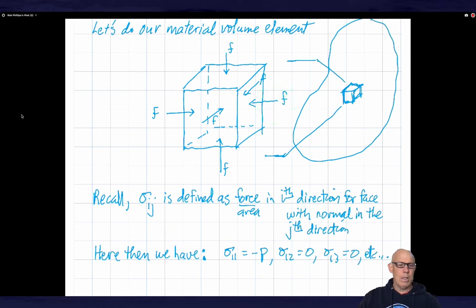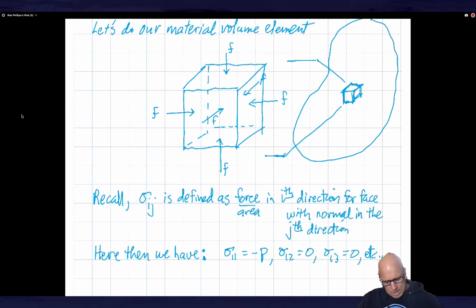So that means that the only pieces of the stress tensor which are non-zero are going to be the diagonal pieces. Sigma 1,1 is going to tell us about the forces on these faces. Sigma 2,2 is going to tell us about the forces on these faces, and sigma 3,3 is going to tell us about the forces on the top and the bottom.